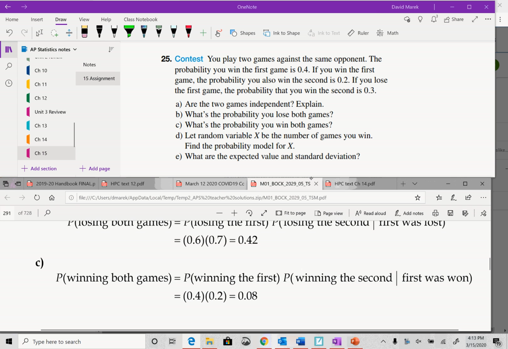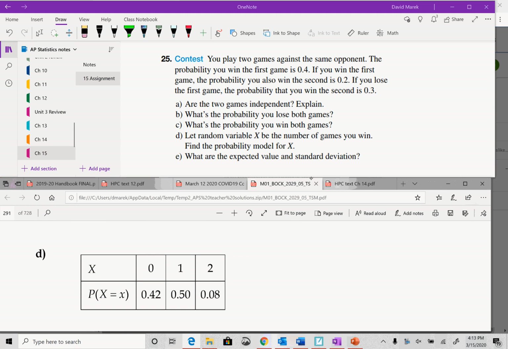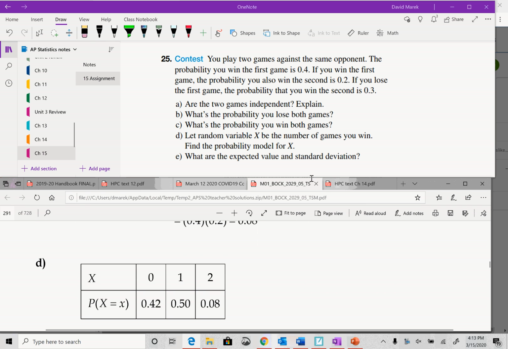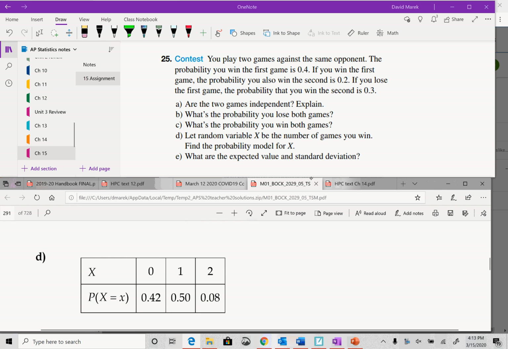So if our random variable x is the number of games you win, the probability model is going to be our lovely little chart here. So you could win none of the games, just one game, or both games. And we've already figured out from part B, the 0.42 probability of losing both of them is here. From part C, the probability of winning 2 games is here. There were only 3 possible outcomes. Add, oh look, 0.42 and 0.08, that's 1/2. The probability of you winning one of the games is 1/2. Hey, that doesn't sound too bad.